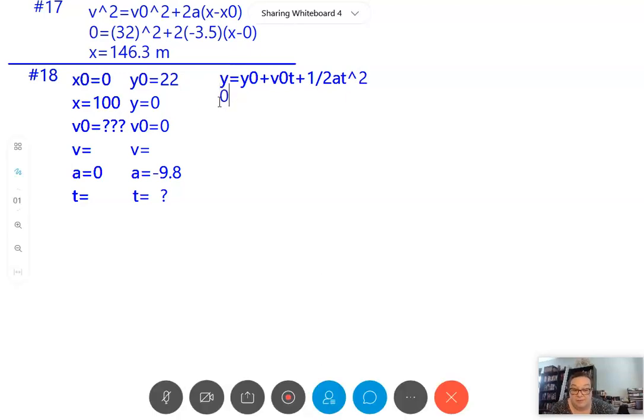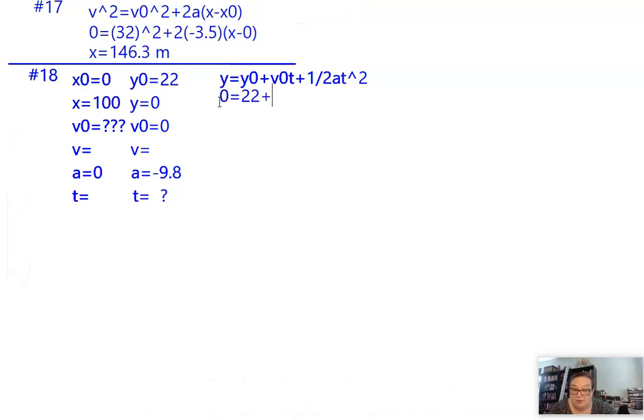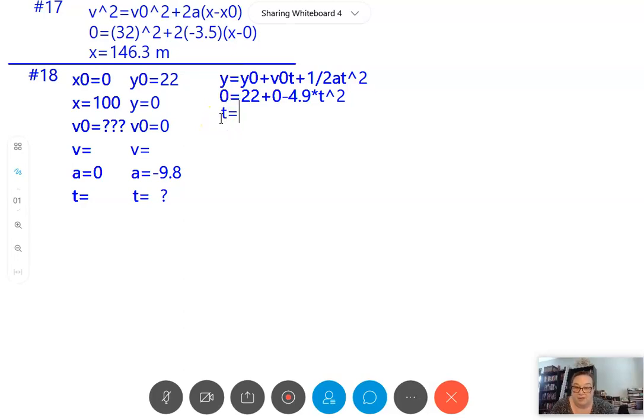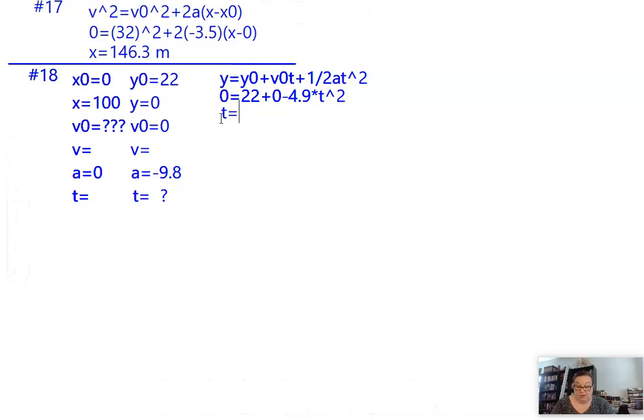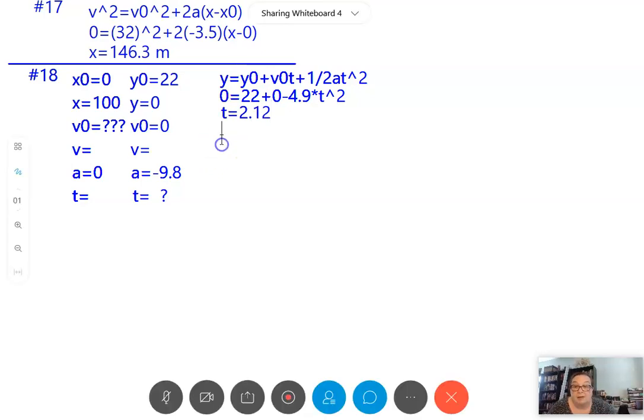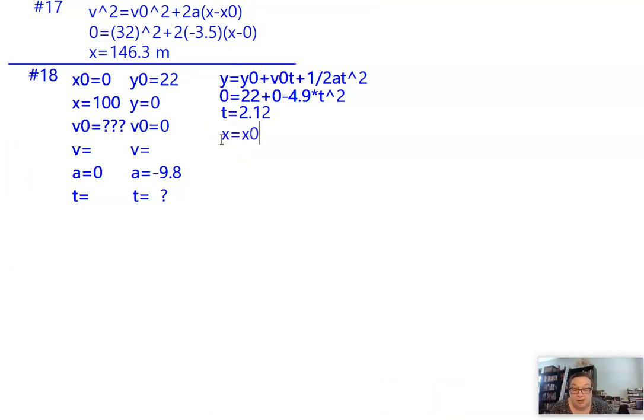That gives me 0 equals 22 plus 0 minus 4.9 times t squared, and that will allow me to solve for t. So when I plug that into my calculator, I get 22 divided by 4.9, and then the square root of that answer, and I get 2.12 seconds. Now that I know that time, I look over at my x column and I say, well, the thing I don't care about in my x column is the final velocity, so I'm going to use the same equation in the x direction now.